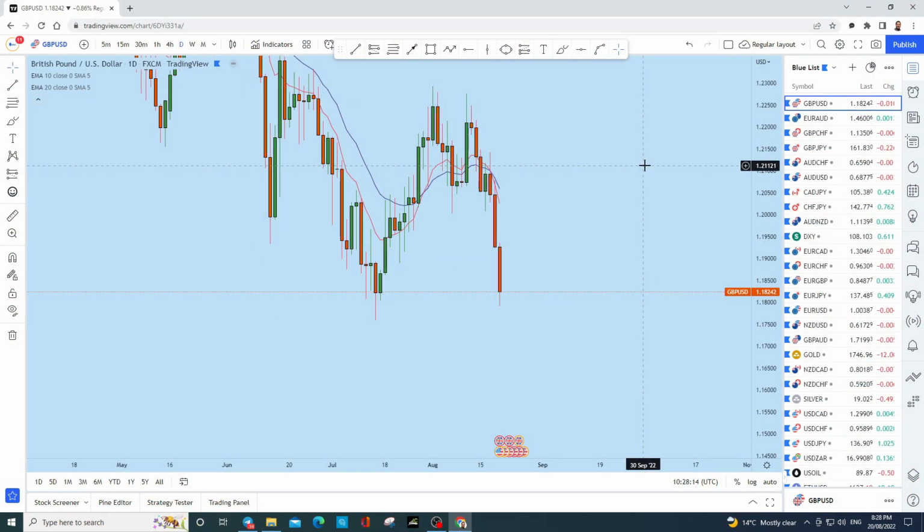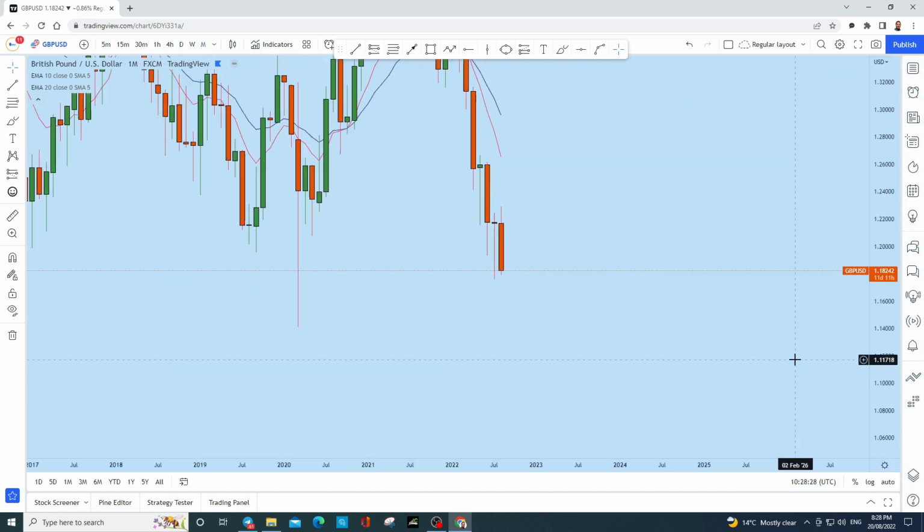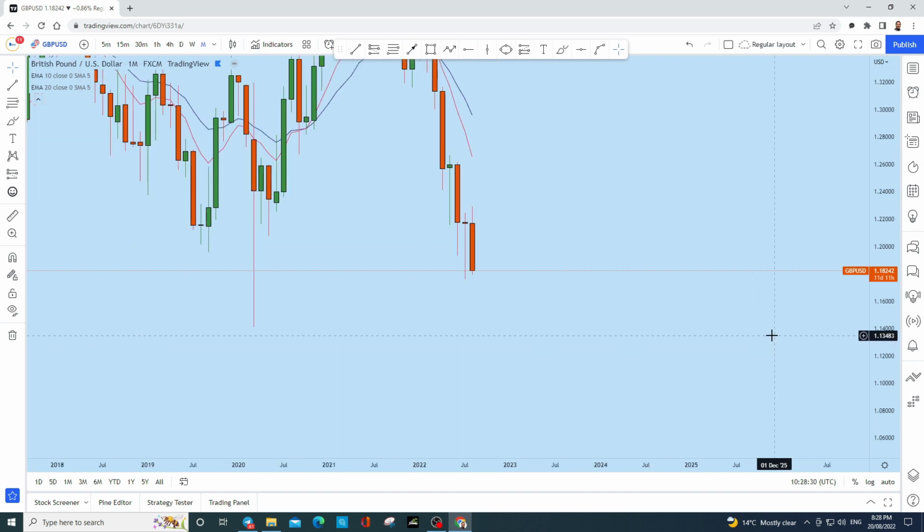Okay guys and girls, so let's start with first British pound US dollar. As usual, we'll be first looking at the bigger picture and then we'll scale down to the lower time frames to see possible trading opportunities. Why? Because bigger pictures such as monthly and weekly will give you a clear direction in the market, removing all the noise from the lower time frames.